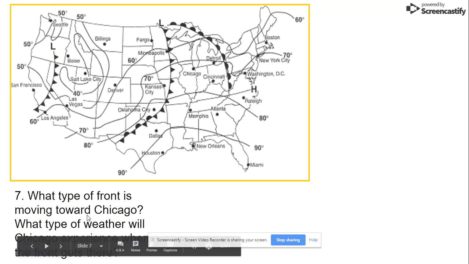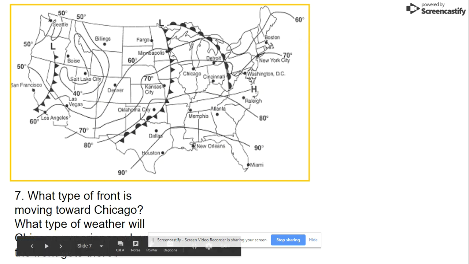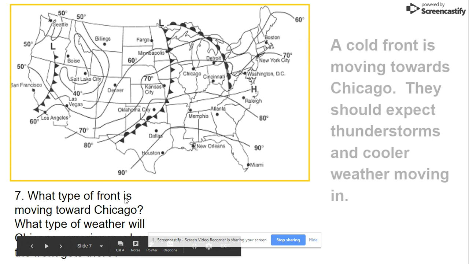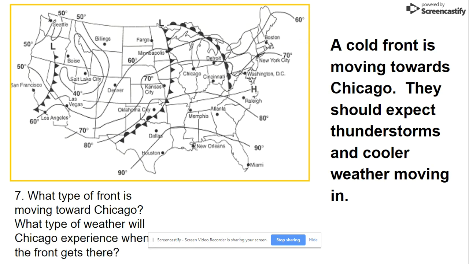What type of front is moving towards Chicago? Here's Chicago right there in Illinois. There's a front pointing this way that has pokey edges in it, which means it is a cold front. A cold front is going to bring stormy weather. Thunderstorms, and the cooler weather will be coming in behind that front.